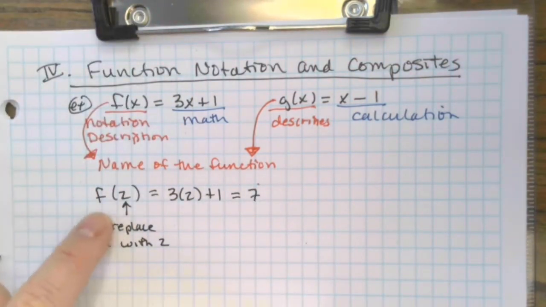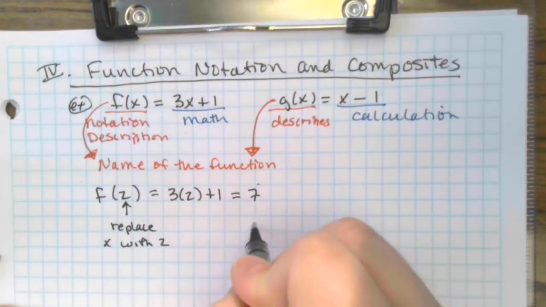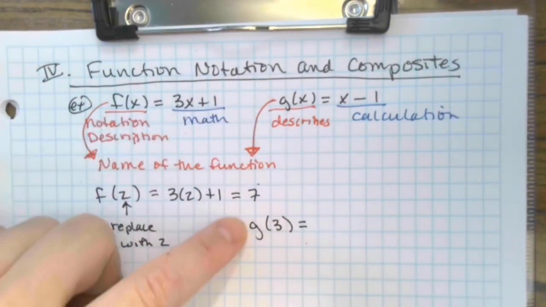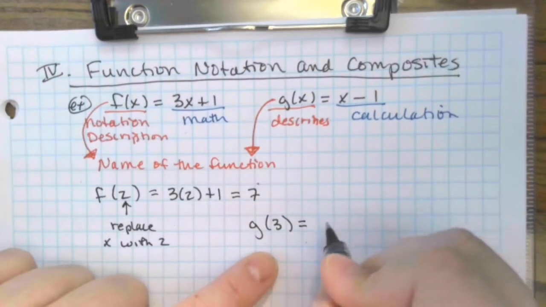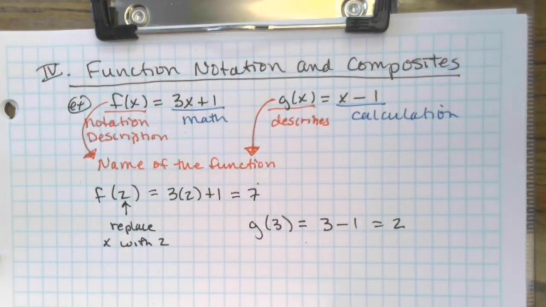So this tells you what you need to do and how to calculate it. If I do, for example, g of 3, I'm going to use the function called g. I'm going to replace x with 3. 3 minus 1 is 2. Okay, so that's your basic how you calculate.